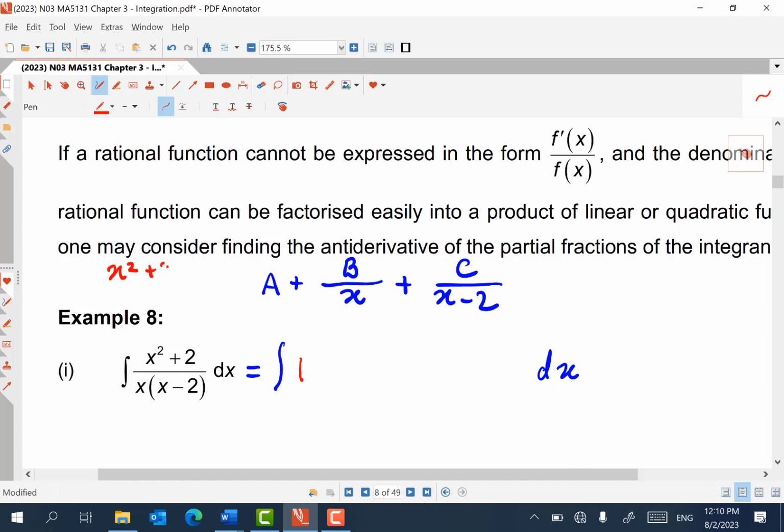Okay, you should actually do it like this. Equate like this, and then do it without long division. How? A is 1. You just take the highest power, which is x squared, divide by the highest power, which is x squared. So A is 1. That's actually a trick. Then you can use the cover-up rule to find your B and C.